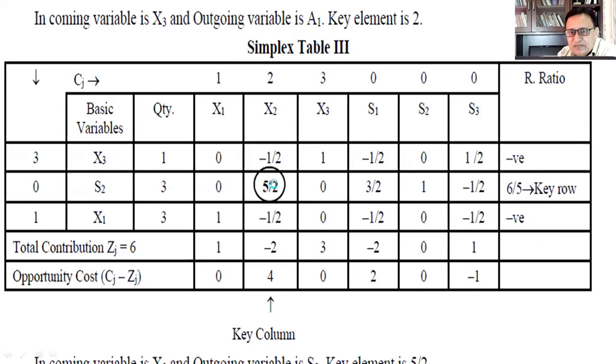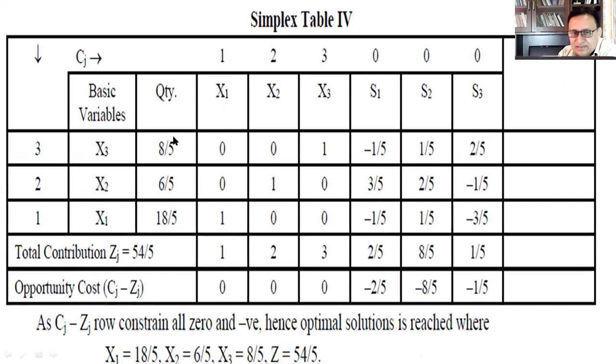So again we will form the fourth simplex table. So this will be the fourth simplex table. Again the Zj and Cj values will be found. And here you find that all Cj minus Zj values are negative. It means the optimal solution has been arrived at. So what is the optimal solution?